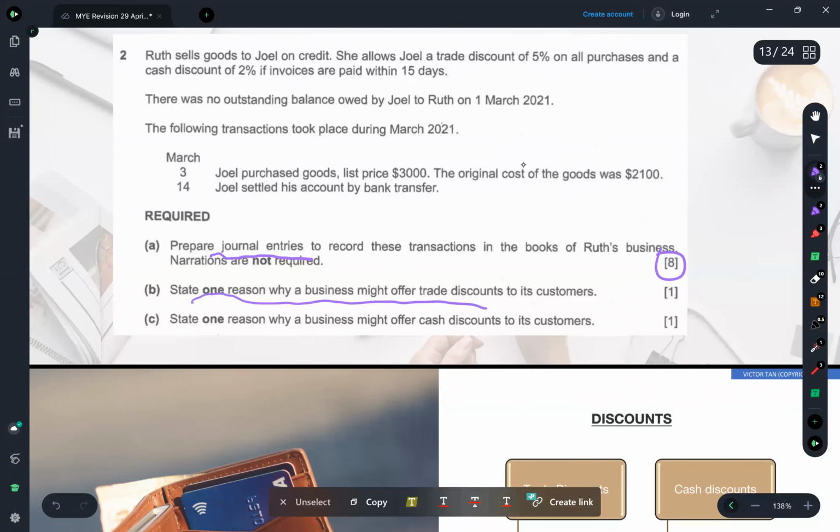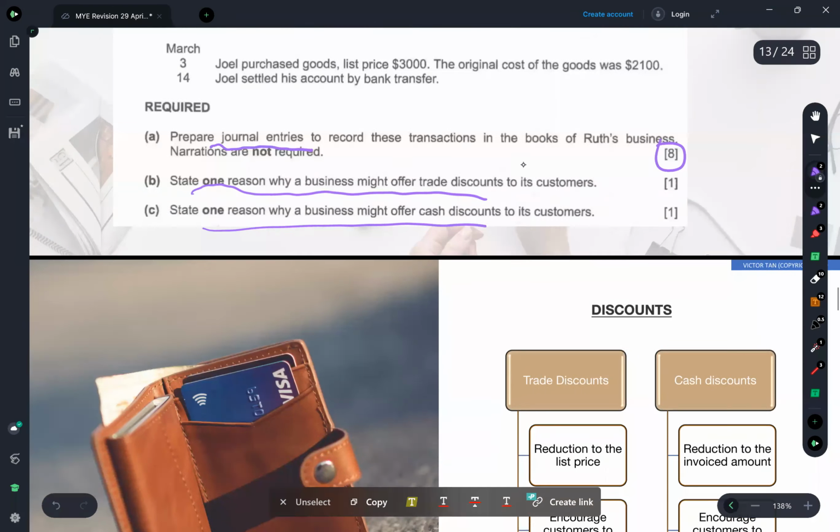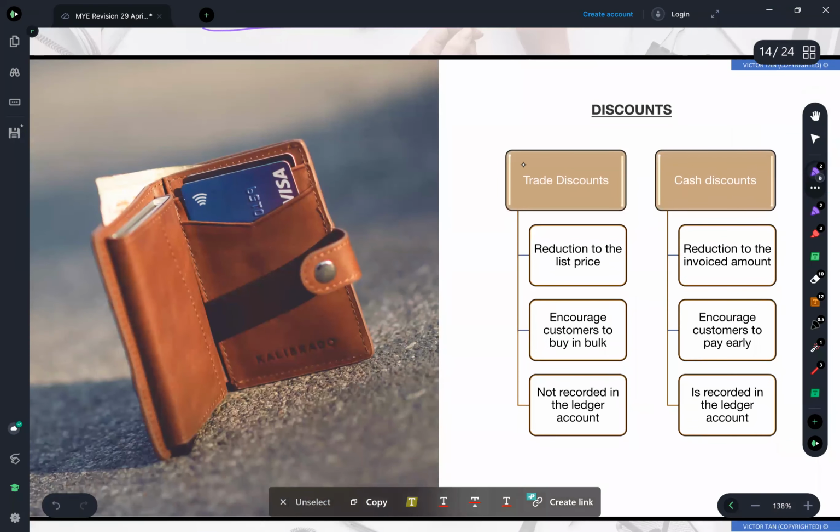why do they offer trade discount? Why do they offer cash discount? The reason you offer trade discount is very different from the cash discount. For trade discount, the main reason is to encourage your customer to buy in bulk. That's why you offer them trade discount.